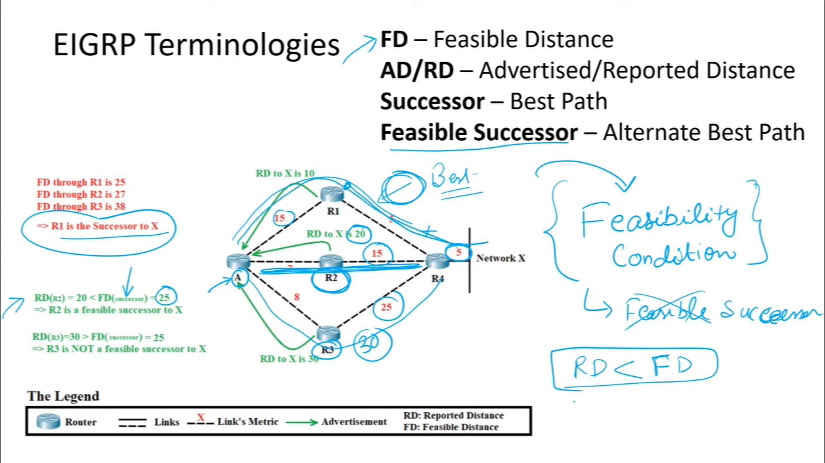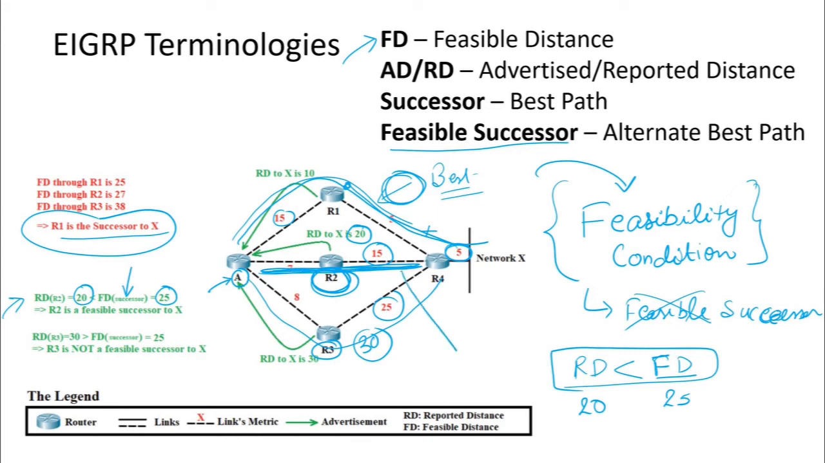This is our successor. So let's check the reported distance of router 2. How much is that? That is 15 plus 5, that is 20 here, right? So 20. Let's check that 20, and what is the feasible distance of the successor? That is 25. It means that 20 is less than 25. It means that this path can be our feasible successor.